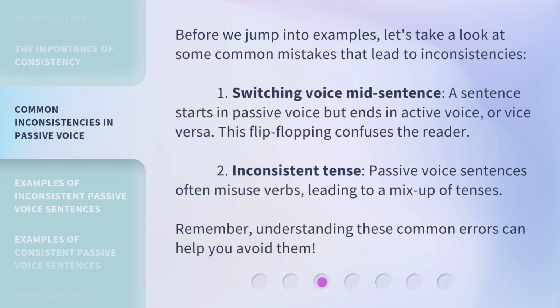Before we jump into examples, let's take a look at some common mistakes that lead to inconsistencies. 1. Switching voice mid-sentence. A sentence starts in passive voice but ends in active voice, or vice versa. This flip-flopping confuses the reader. 2. Inconsistent tense. Passive voice sentences often misuse verbs, leading to a mix-up of tenses. Remember, understanding these common errors can help you avoid them.